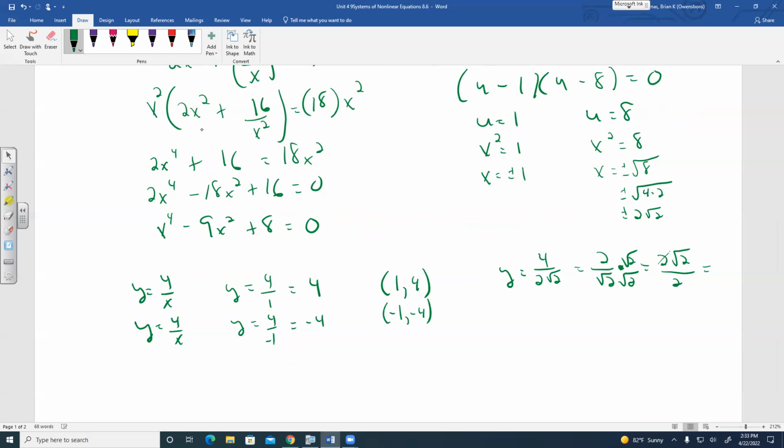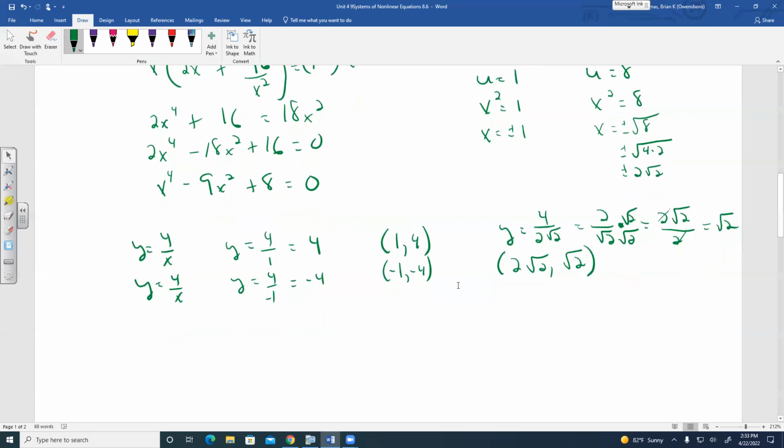And also, again, the 2's can divide out, and that leaves me the square root of 2. So that means another solution was we put 2 square root of 2 in, and we got square root of 2 out. So another solution would be 2 square root of 2 went in, and the square root of 2 came out. So that'd be a third solution, a third ordered pair, third point of intersection.